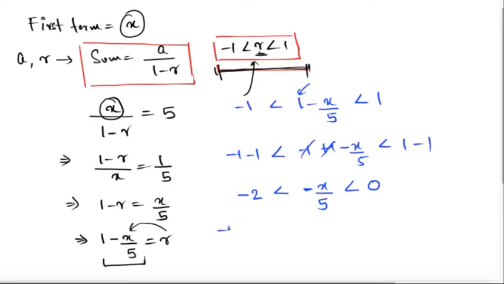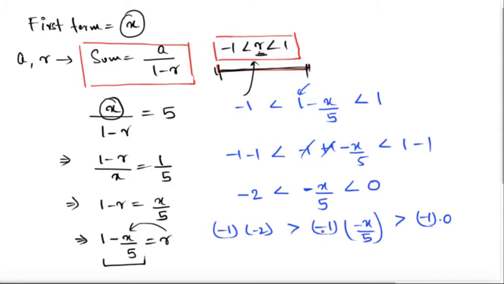So I'll multiply negative 1 times negative 2, and I'll just reverse this inequality, greater than negative 1 times negative x upon 5, greater than negative 1 times 0.